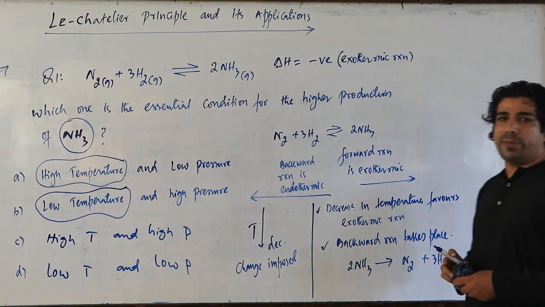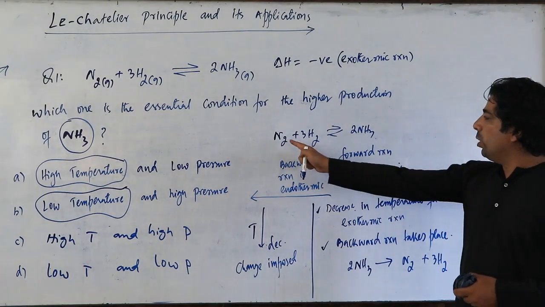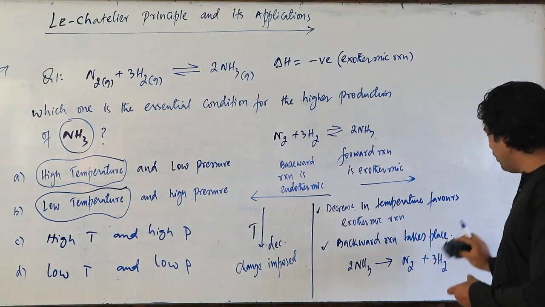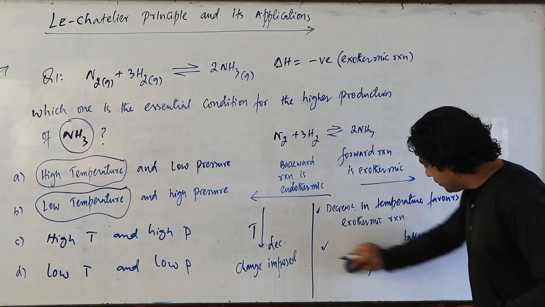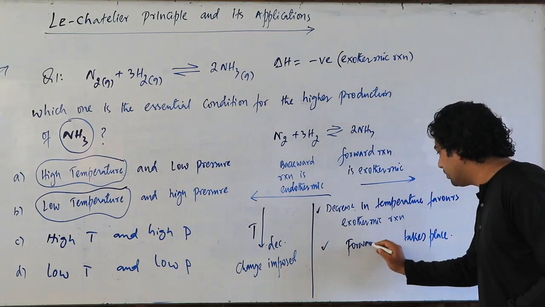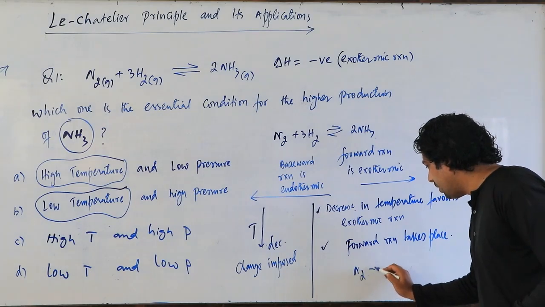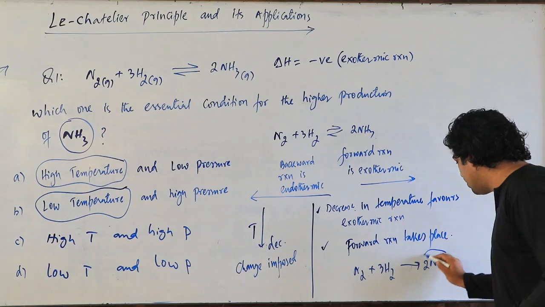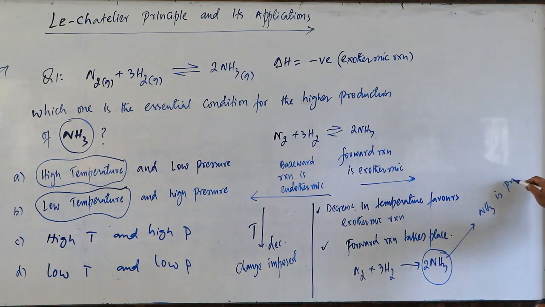So when exothermic reaction takes place, which reaction is exothermic? Forward reaction is exothermic. So N2 and H2 will make NH3. So NH3 will be produced here. So we will say here, forward reaction is exothermic. So forward reaction takes place. What is forward reaction? N2 plus 3 times H2 will give me NH3. So NH3 is produced here.